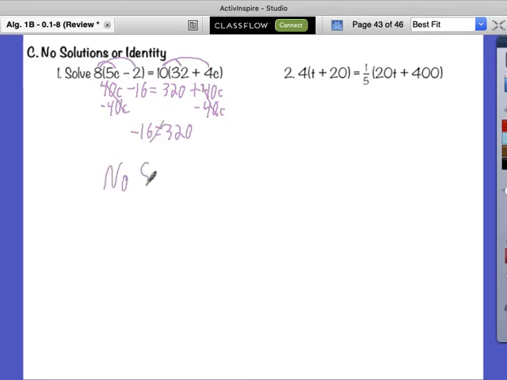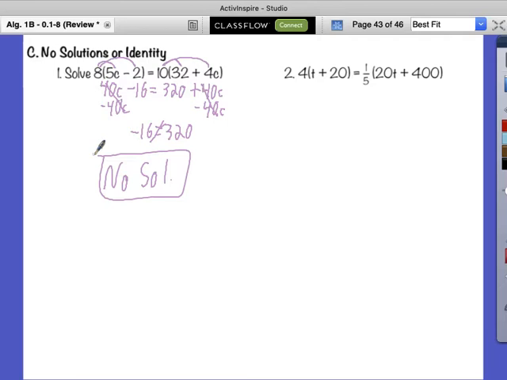I can shorten it to no sol, which is no solution. No solution to it. This is saying that no matter what number you plug in for c, it won't work. All the other equations that we solved, we got a very specific number, and the equation works when it's this number. This one, doesn't matter what number you try, it won't work. No matter what, it will never work.